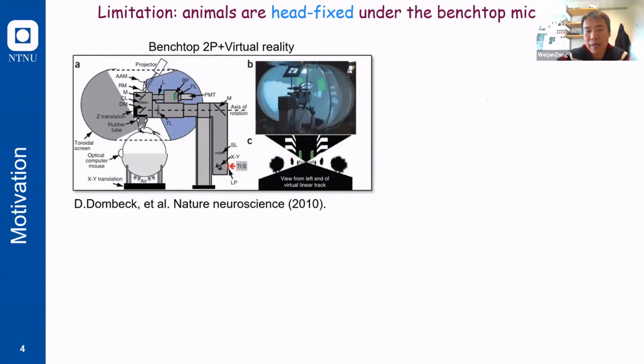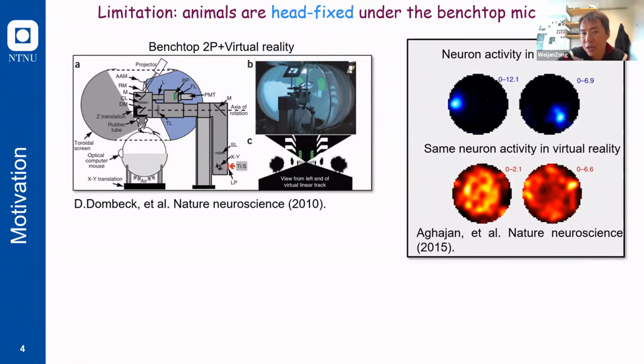However, one biggest limitation of the traditional multi-photon microscope is that the system is really complex and huge. So the animals had to be fixed under the microscope when the recording is ongoing. And to mimic the real environment that the animals can experience, researchers usually built a virtual reality surrounding these systems. In this way, they can mimic the environment that the animals experience every day. However, people have found that even if you build a virtual reality, the neural activities in the real world are quite different from those of the same neurons in this virtual reality.